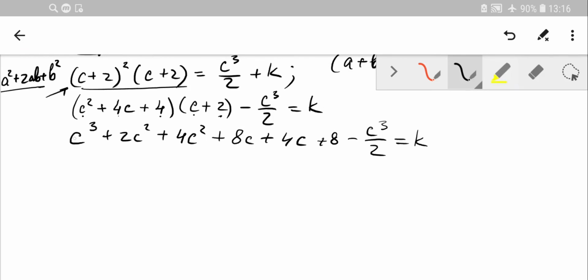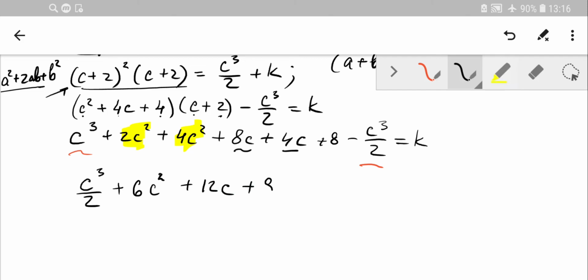Okay, so c cubed, now let's simplify and collect similar terms. And we'll get c cubed over 2. Then, what about the c squared term? It's here. Then we can also add the c terms. So we'll get 6c squared, then 12c plus 8. And we can transfer k to the left hand side. Okay, so what we got, I multiply by 2 in order to get a standard cubic equation. That's a cubic equation.